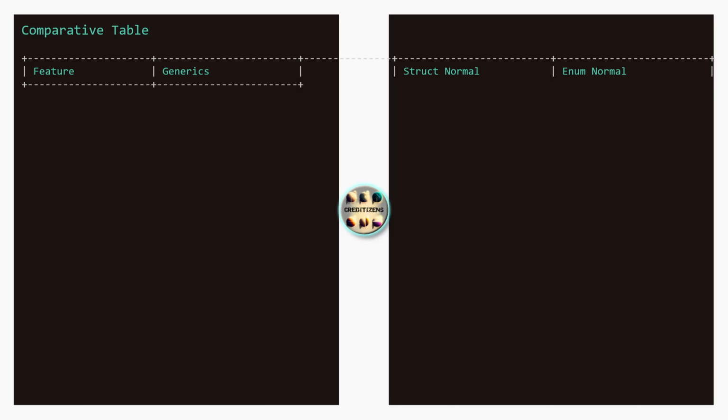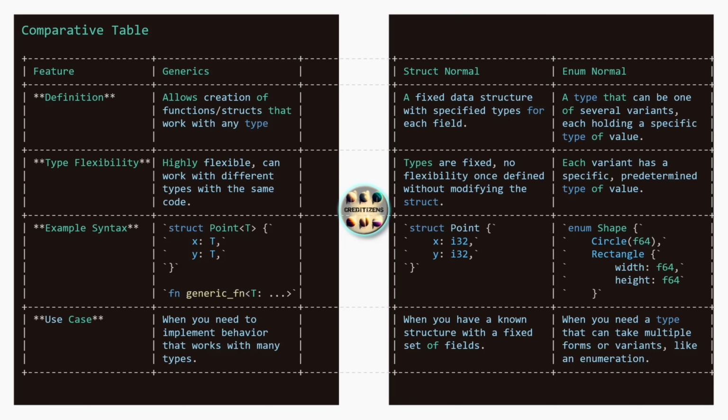Now let's do a comparative table, because we've seen structs, we've seen enums. So I had this question in my mind: what are the differences? So I'm going to just fast forward this. Those are the different features. We're going to see some more after that. Here we have the generics, the structs, just the normal struct, and the normal enums.